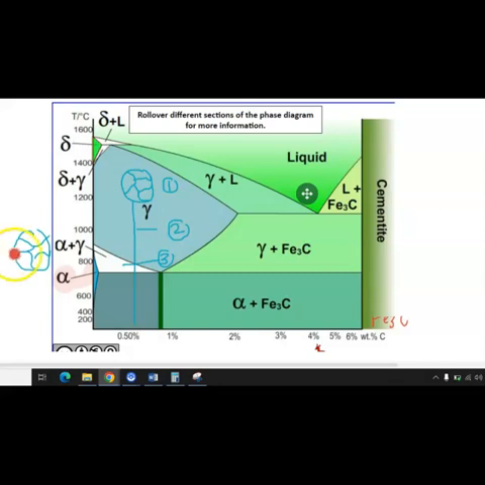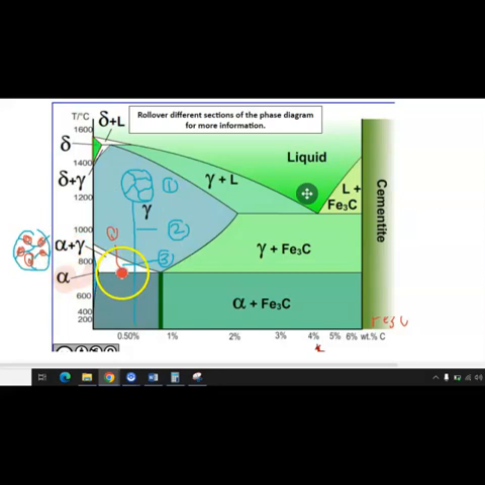I'm just going to use red color. Then a crystal of alpha iron will start to form. And as I go from 3 to 4, 4 is somewhere here, these crystals will become bigger and bigger and bigger. So these are ferrite. The red ones are the ferrite.